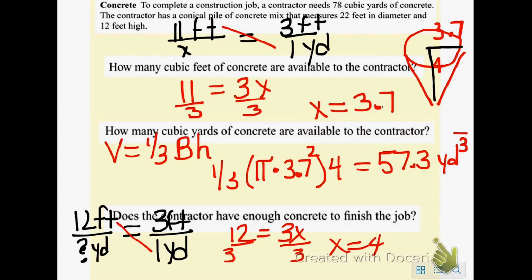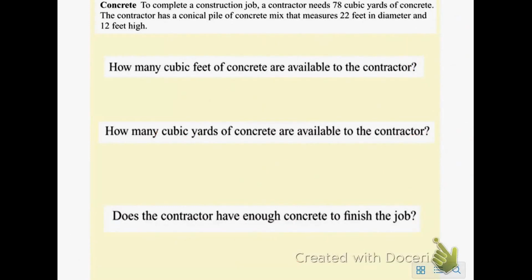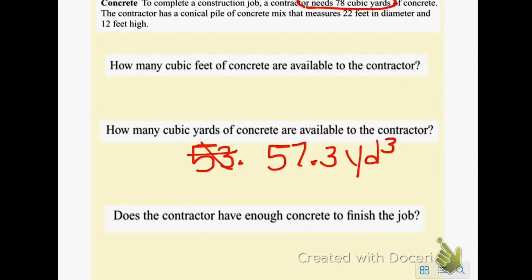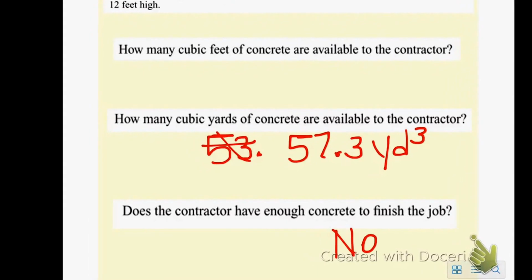So I know that I have a pile that'll make 57.3 cubic yards. The question says that to complete the job, I need 78 cubic yards. Does the contractor have enough concrete to finish the job? Well, if he needs 78 and he only has 57, then no, he does not have enough.